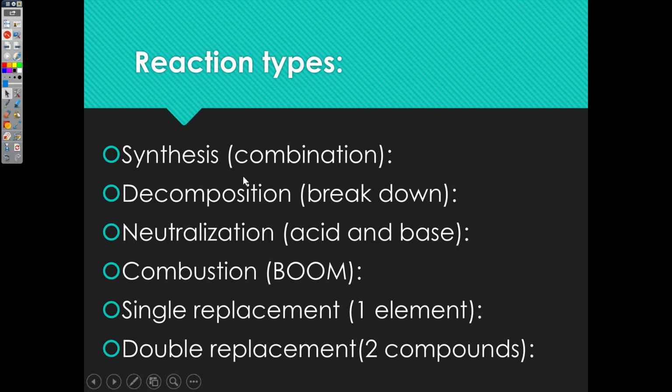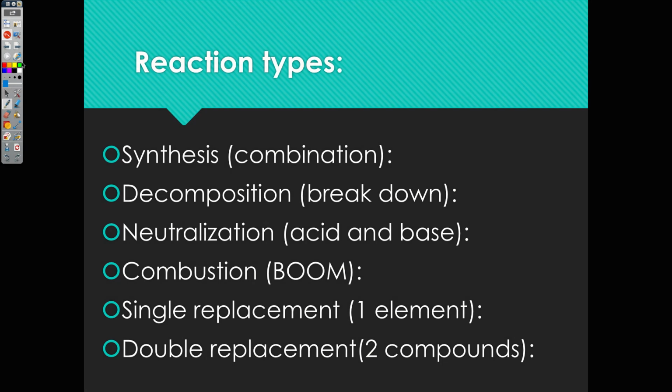So synthesis is going to be your combination. I'm going to write down a generic one for all of these with just letters. So synthesis is element A plus element B yields compound AB. So two elements come together to form a compound. That's your combination, your synthesis. Decomposition is the reverse of that. It's the breaking down. So you'll start with compound AB, and then it'll break into A plus B.